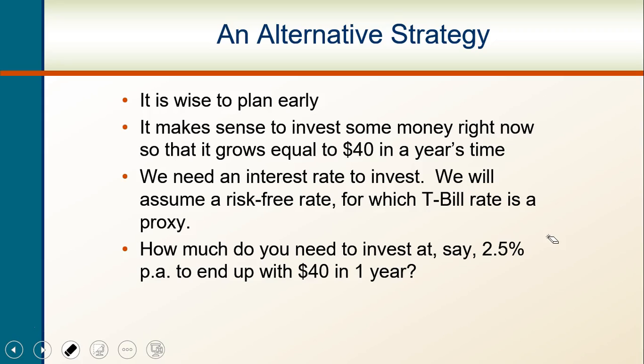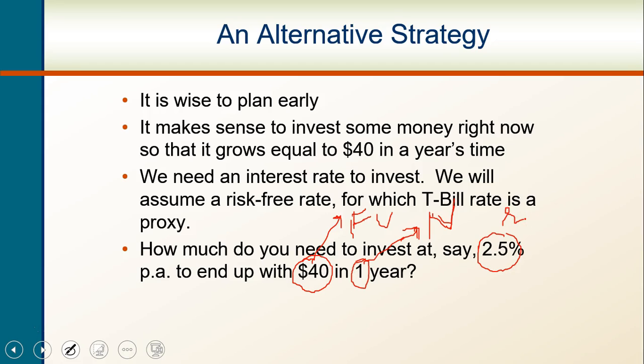So let's assume an interest rate, let's say 2.5% per annum. And so the question becomes, if the interest rate is 2.5% per annum, how much do you need to invest today at this interest rate to end up with $40 in 1 year? So this becomes a simple time value question, isn't that so? This is the future value that we intend to attain after 1 year. This is the time, which is n, and this becomes the interest rate, let's call it r.